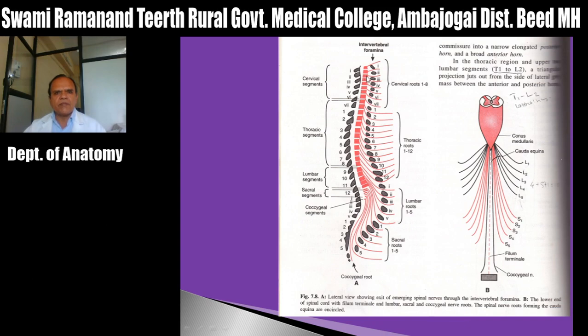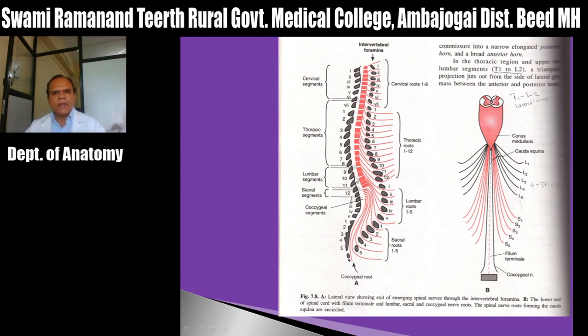The spinal segment is nothing but a part of the spinal cord to which the anterior and posterior rootlets of the subsequent spinal nerves are attached. The anterior and posterior roots of the same spinal nerve are attached there. That particular portion where it is attached is called the spinal segment. So these are the spinal nerves which are emerging out, and these are all the spinal segments.